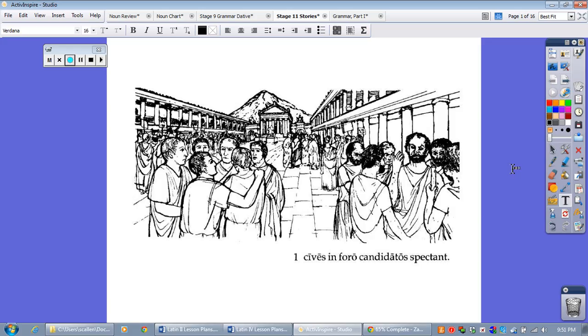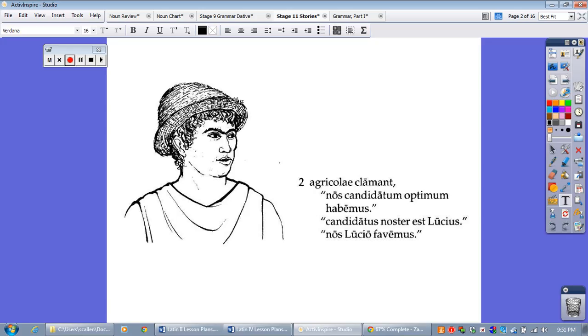So anyway, moving on. Cives in foro candidato spectant. The citizens are looking at the candidates in the forum. This was all about running for a political office. And you've got nice hat and unibrow to boot. This guy, agricolae clamant, nos candidatum optimum habemus. So the farmers shout, we have the best candidate.